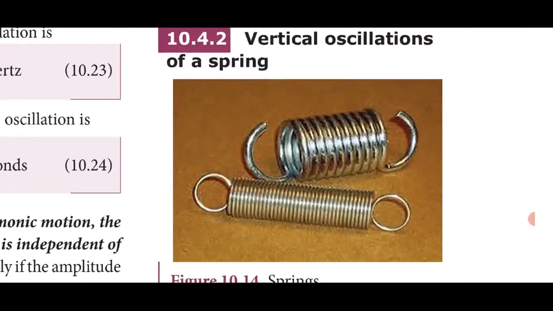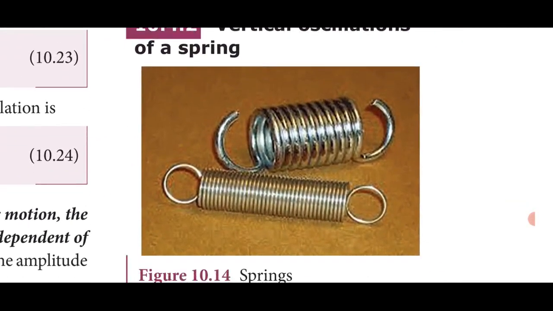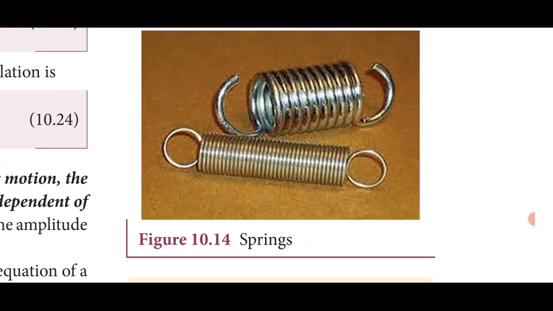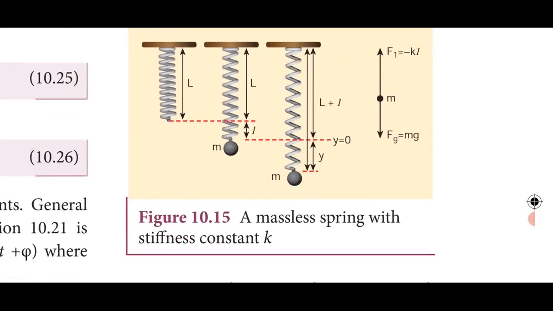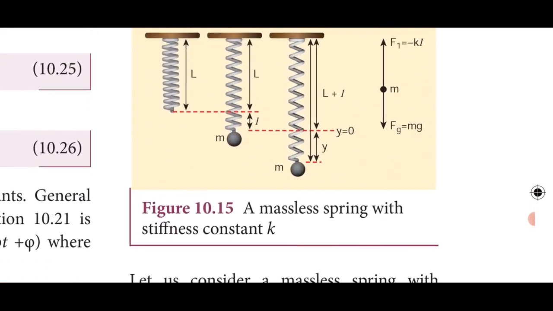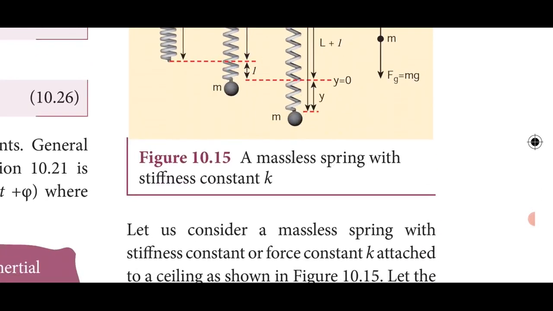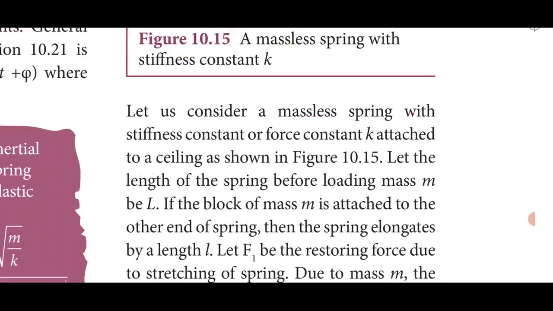Okay, now we are going for the vertical oscillations of the spring. Horizontal means it will be acted on in the X direction. If it is vertical, it will be in the Y direction. So you know the XY axis. So in the vertical way, what happens to the massless spring with the constant spring constant K?